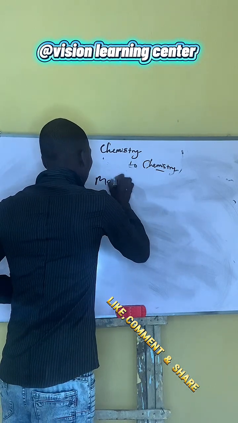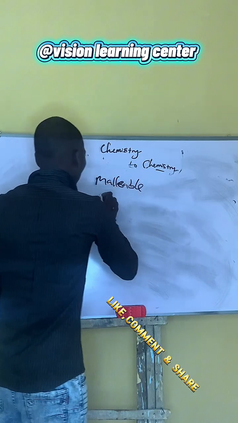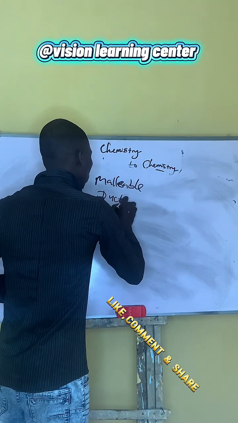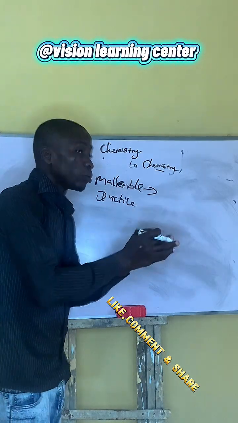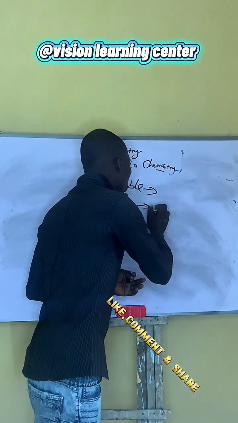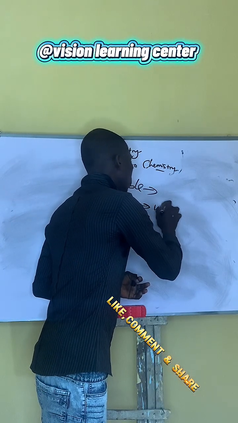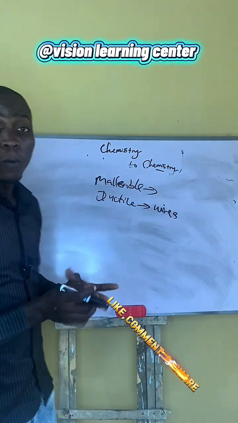Malleable and ductile: when you hammer it, it becomes a thin sheet, and these ones can be drawn into wires.